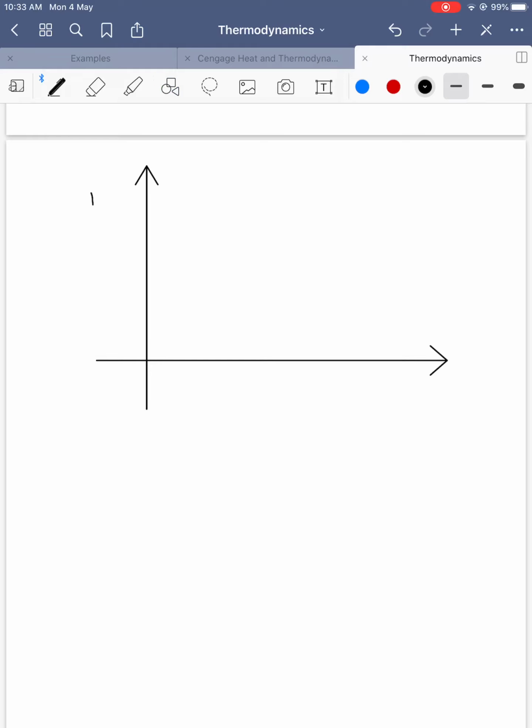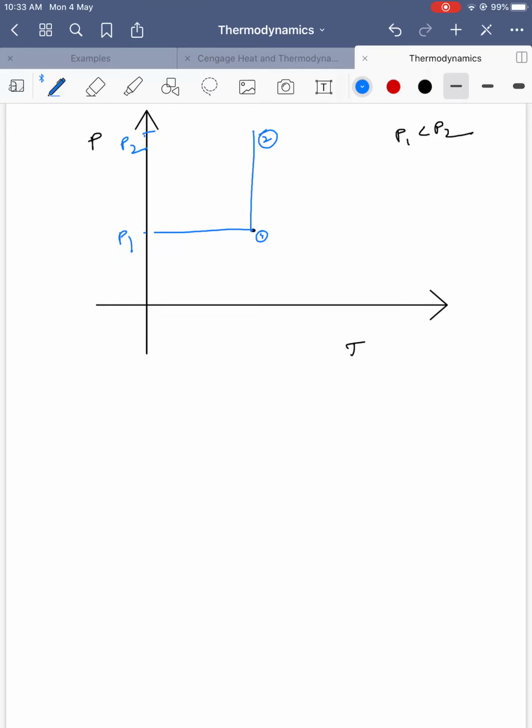Pressure P versus temperature. As per our discussion, P1 is less than P2, and temperature is remaining constant. So it will obviously be a straight line, since temperature remains constant. So P1 and P2, this is the work done, state 1 to state 2. What is the slope? The slope is equal to infinity.